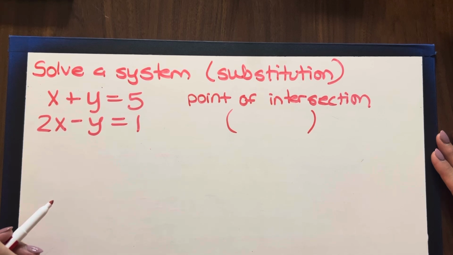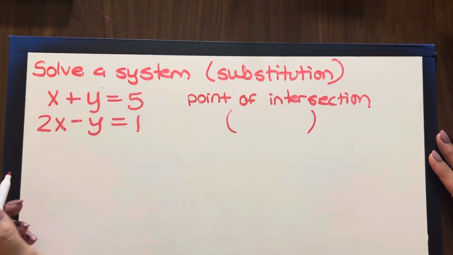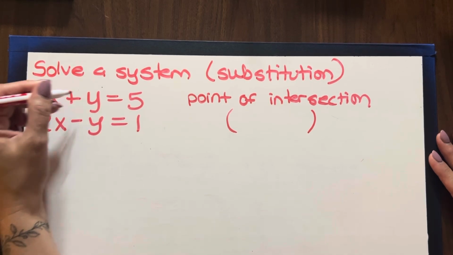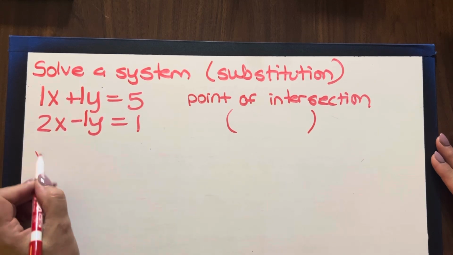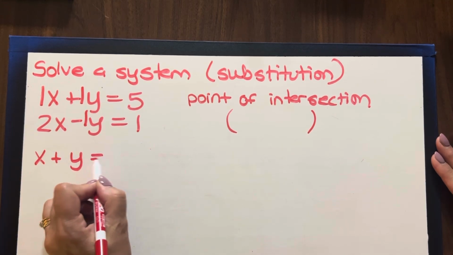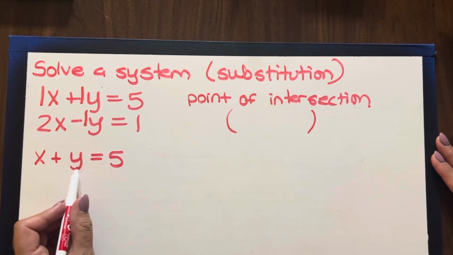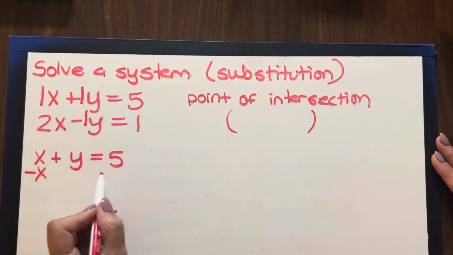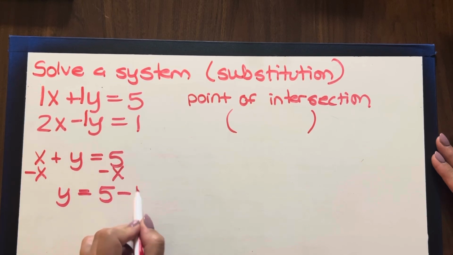So in substitution, we want to choose an equation that has a variable with a coefficient of 1. So we're kind of lucky because we have 3 of the variables out of the 4 that all have a coefficient of 1. So I think I'm going to take the first equation, this x plus y equals 5, and solve it for the y. So that means I would want to move this x over to the other side. So I'm going to have 5 minus x.